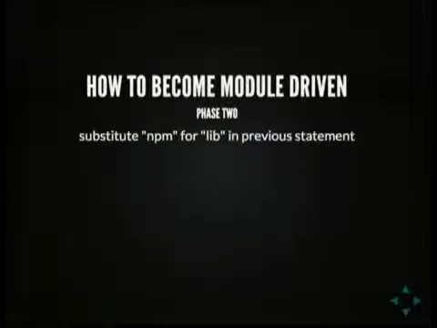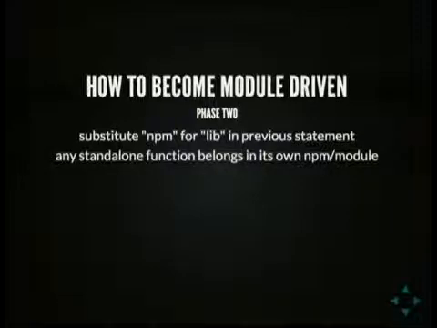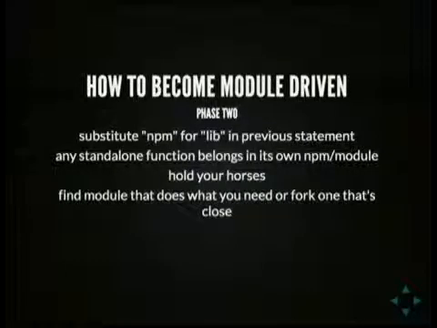Phase 2: you don't even put it in your lib folder in the first place. Substitute npm for lib, and basically any standalone function that you're about to implement, you put already in a separate module and then publish it. However, first of all, you should look if there's already a function that does what you need. And if it's not 100% there, if it's 90% there, still use it, fork it, because you can maybe help improve that module.